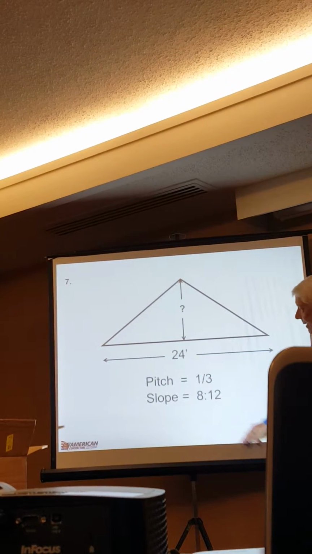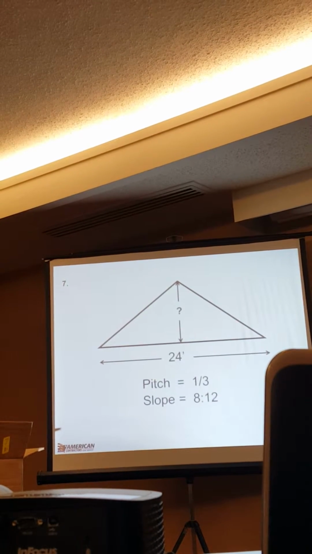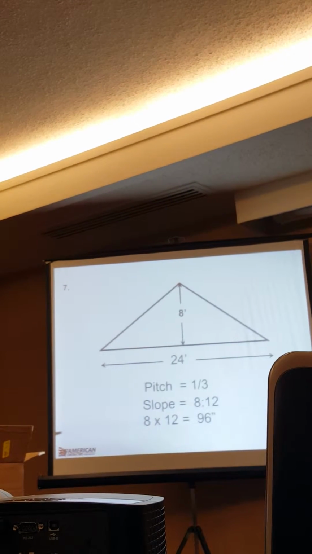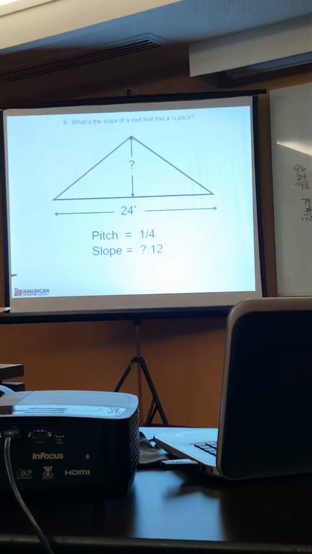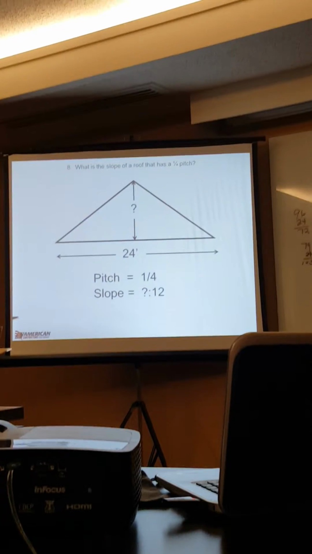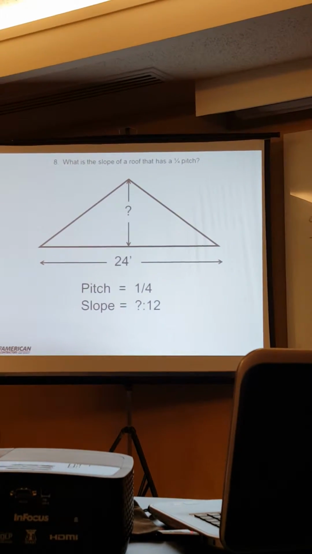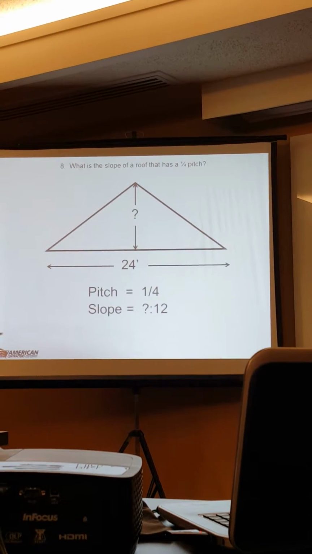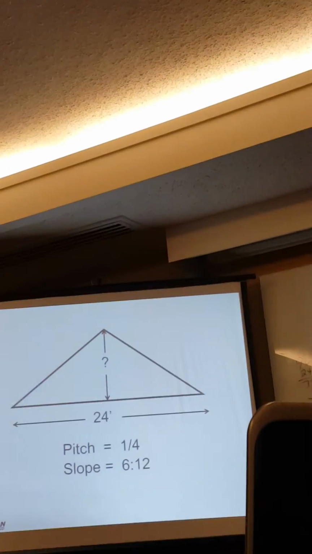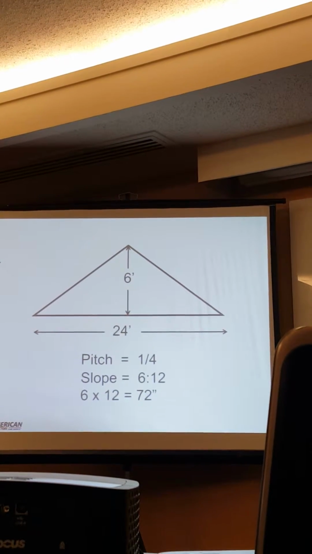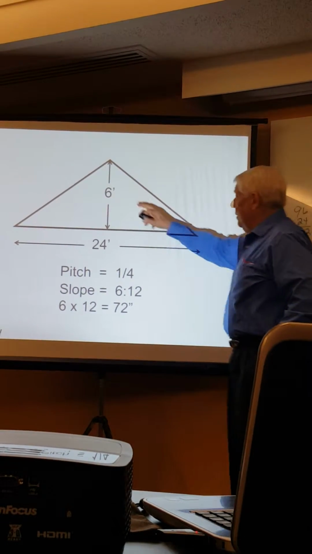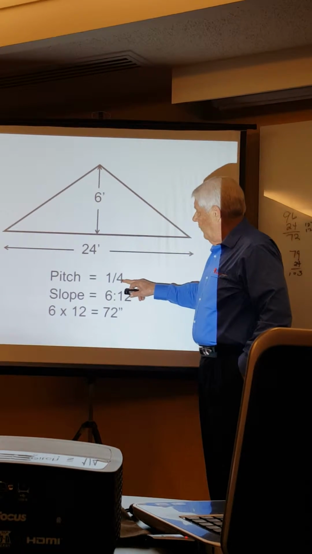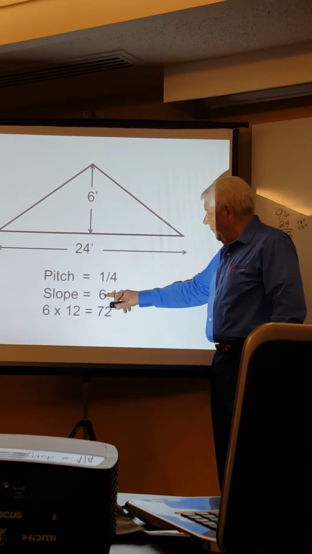Half the building times 8 is 96, divided by 12 will be 8 feet. Half the building, half the span, 12 times 6 is 72, or 6 feet. By the same token, 6 over 24 reduces to 1/4, 4 going into 24 to 6.